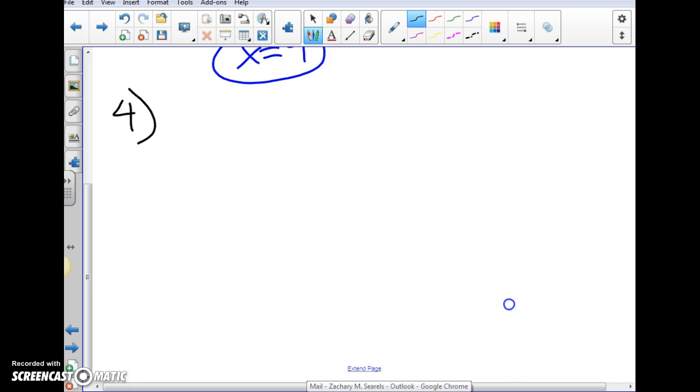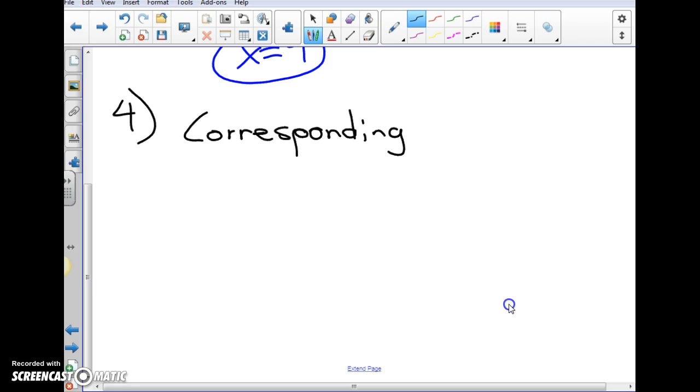On number 4, those are corresponding angles. Since these two lines that the transversal is intersecting are parallel, I know that these are also congruent, which means their measures are going to be equal. So I'm going to take one of them, 7x plus 7, and I'm going to set it equal to the other one, which is 8x minus 2.